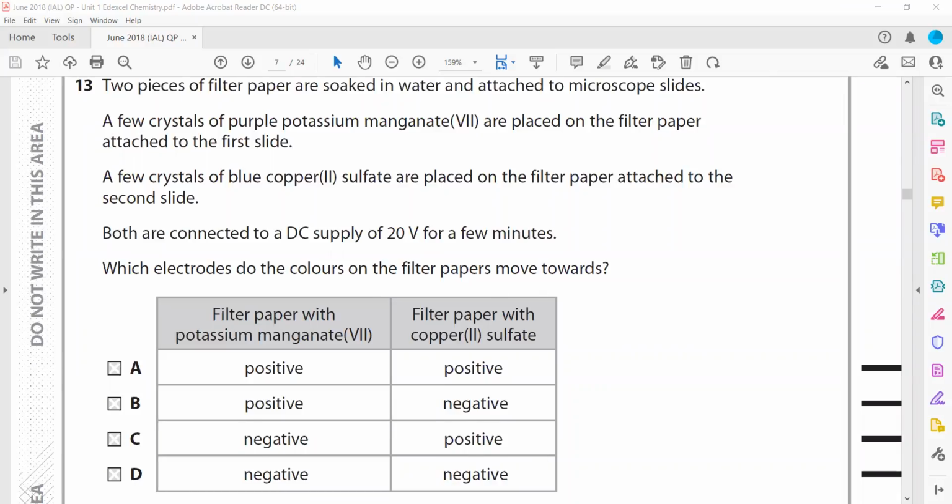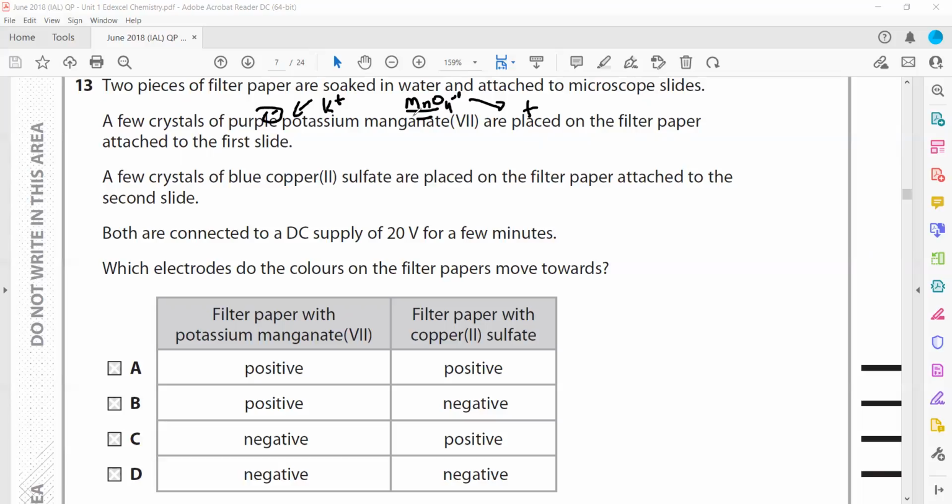In question 13, 2 pieces of filter paper are soaked in water and attached to microscope slides. A few crystals of potassium manganate. So what ions does potassium manganate contain? It contains potassium and manganate ions. The manganate ion is purple in color, so it will be attracted towards the anode and the potassium ion towards the cathode. But it is aqueous, so hydrogen will be there, because the less reactive positive ion tends to move. But we cannot see hydrogen or potassium ions move. We don't see any color change, only the purple color moves towards the anode, not towards the cathode.